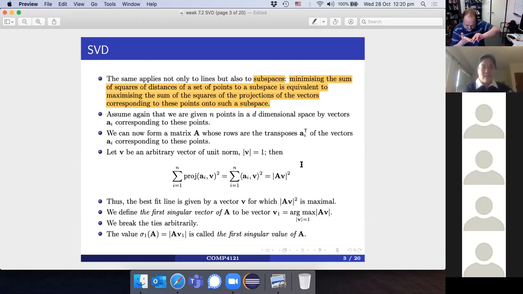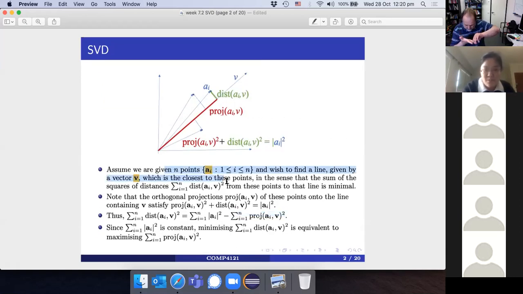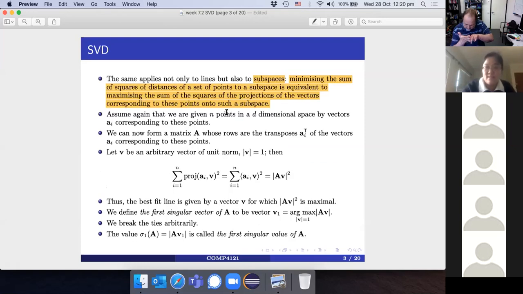So in this motivation problem, we're trying to find a line with the minimal distance to the given points, but we can also change from a line to a subspace. The previous problem applied not only to lines, but also to subspaces. So the problem becomes: minimizing the sum of the squares of the distances of a set of points to a subspace is equivalent to maximizing the sum of the squares of the projections of the vectors corresponding to these points onto such a subspace. So we just change from lines to subspaces.